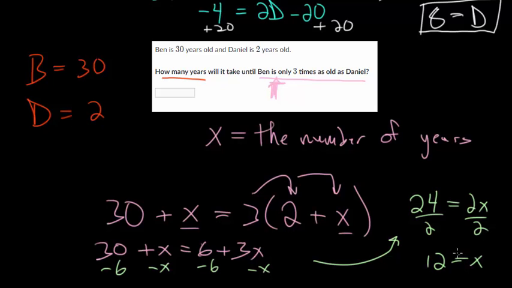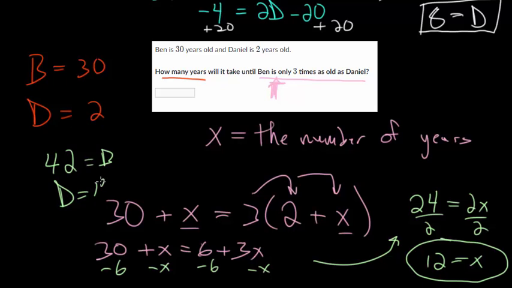And we think, again, we're not sure yet, we got to check it, but we think that in 12 years, Ben will be exactly 3 times as old as Daniel. So let's add 12 to both of these ages. So we get that 42 is Ben's age in that 12 years, and Daniel's age in 12 years would be 14. But notice it's true that 14 times 3 is 42. So in 12 years, Ben will be exactly 3 times as old as Daniel. So the number of years we're looking for was 12. So you can put 12 into the box here.